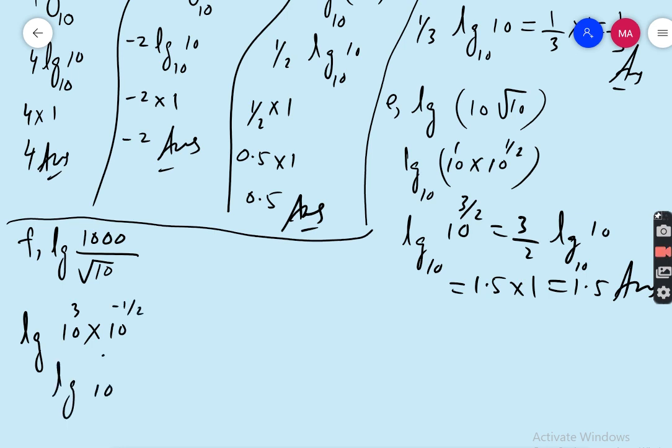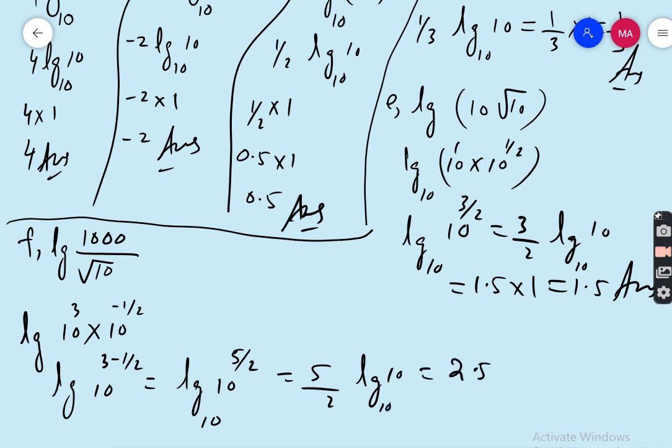So bases are the same, then powers are added. 3 minus 1 upon 2. 2 times 3 is 6, 6 minus 1 is 5, so 5 upon 2. And the base is 10. So 5 upon 2 log 10 10. 5 upon 2 is 2.5 and log 10 10 is 1. 2.5 ones are 2.5. And this is our final answer. And this is question number 5.